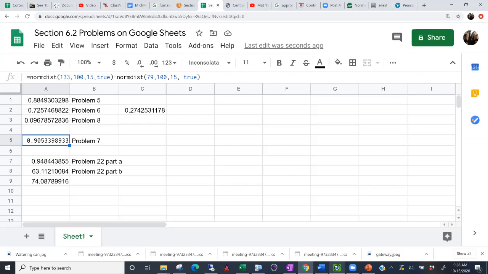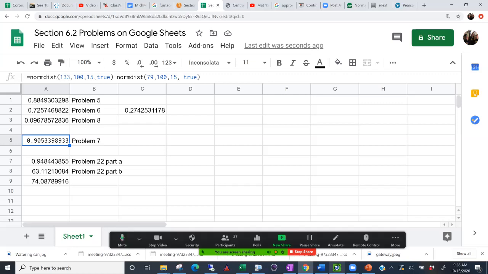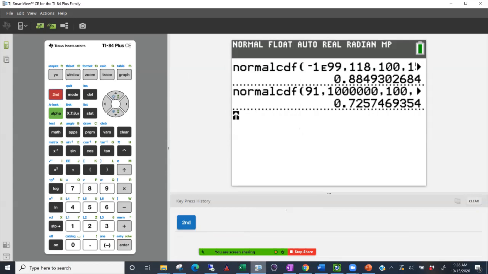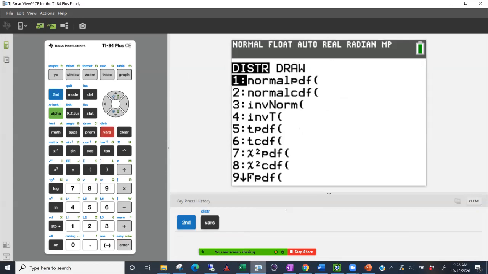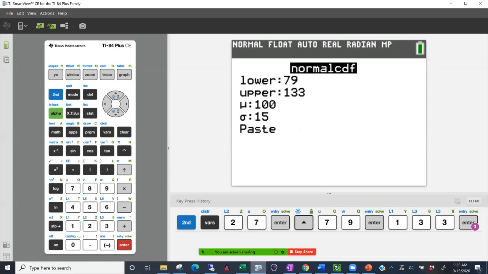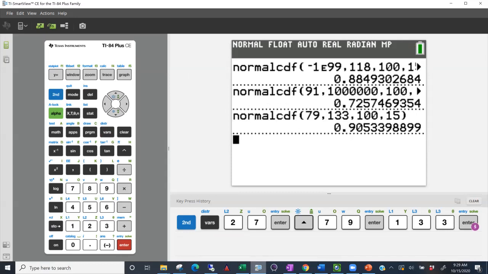Now, in this particular problem, it's actually really easy to do this on the graphing calculator. I kind of like it on the graphing calculator because you can type in the upper and lower limits exactly. You don't have to play around with some crazy version of infinity or anything like that. So, as before, second distribution, normal CDF. The lower is 79. Let's try that again. 79. The upper was 133. Mean and standard deviation are the same, so bam. So in that particular case, it works out really nice on the graphing calculator. And in general, it's going to be kind of up to you what you find most convenient.